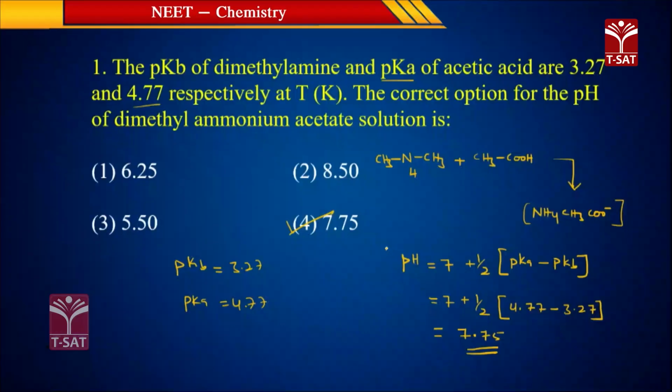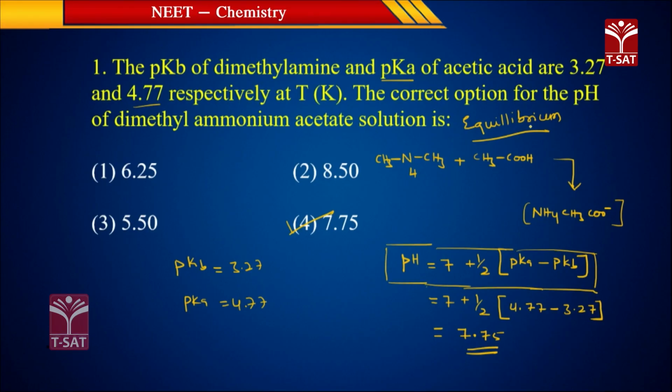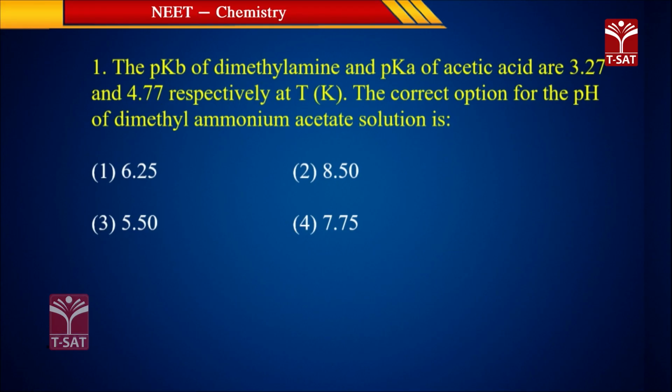So this formula is very important to calculate pH when you are given the pKa value and pKb value: pH equals 7 plus half into (pKa minus pKb). This particular question is from which chapter? The chemical equilibrium chapter. Now we will move to the next question.